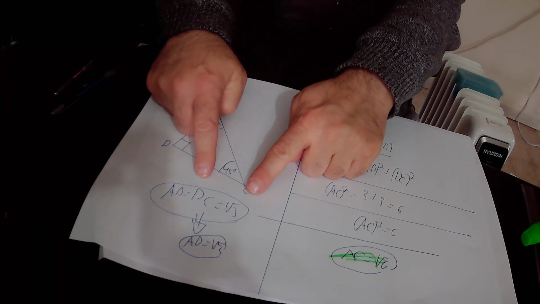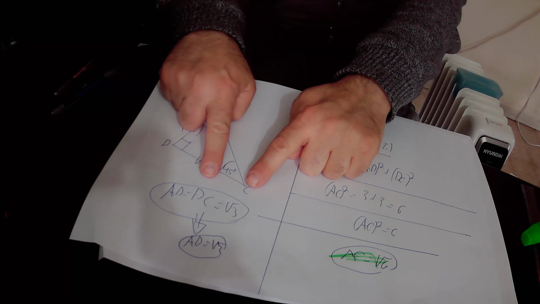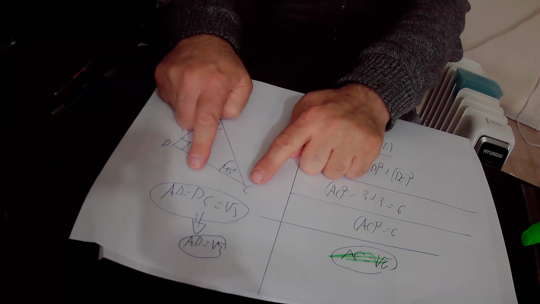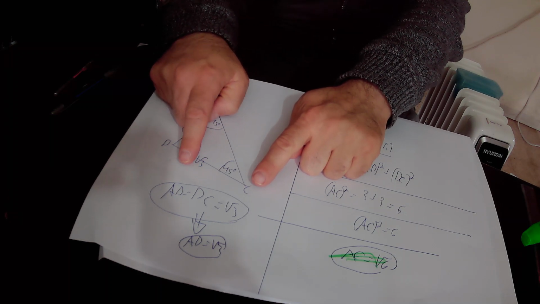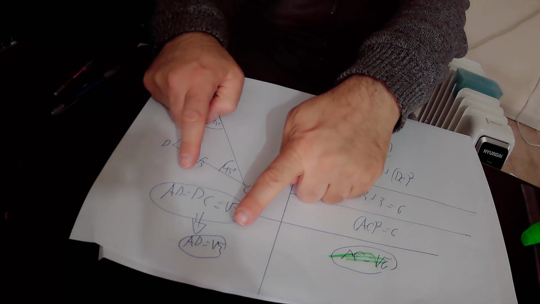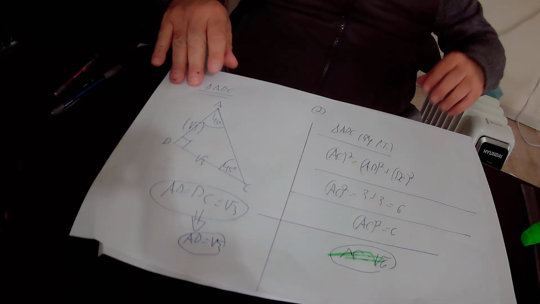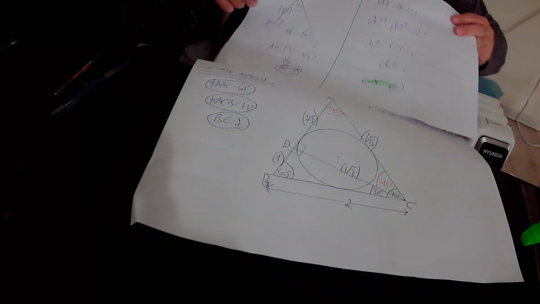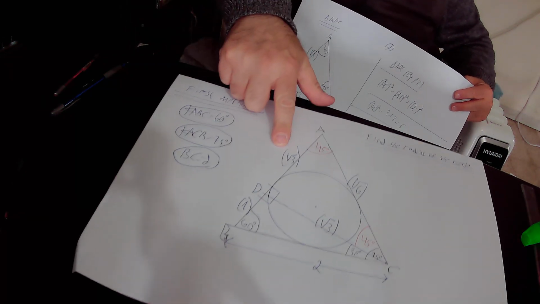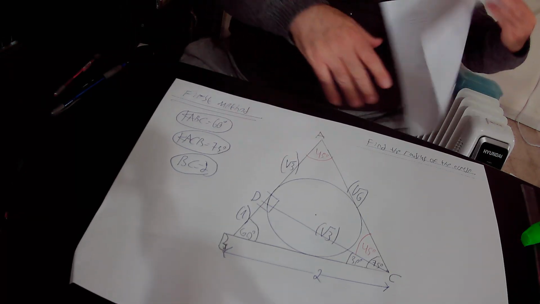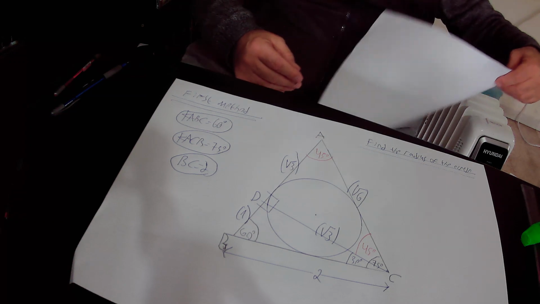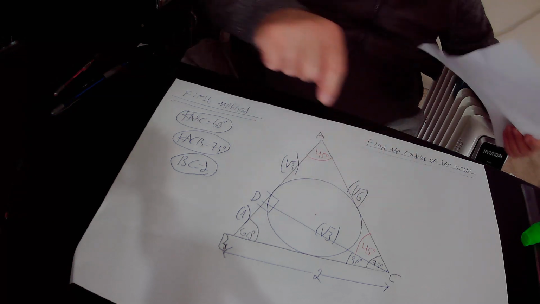But we already found out that DC equals the square root of 3 units. And from this equation, AD equals DC equals the square root of 3 units, we derive that side AD also equals the square root of 3 units in its length. Then we continue to focus on the right triangle, triangle ADC.